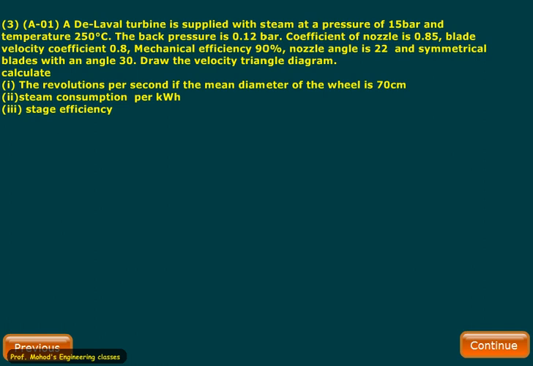So this is one more video on the De Laval turbine, a simple impulse turbine, but this time we have to first calculate the condition for the nozzle. We have to use this exit velocity of the nozzle, and then we want to calculate the revolutions of the turbine, steam consumption and stage efficiency.